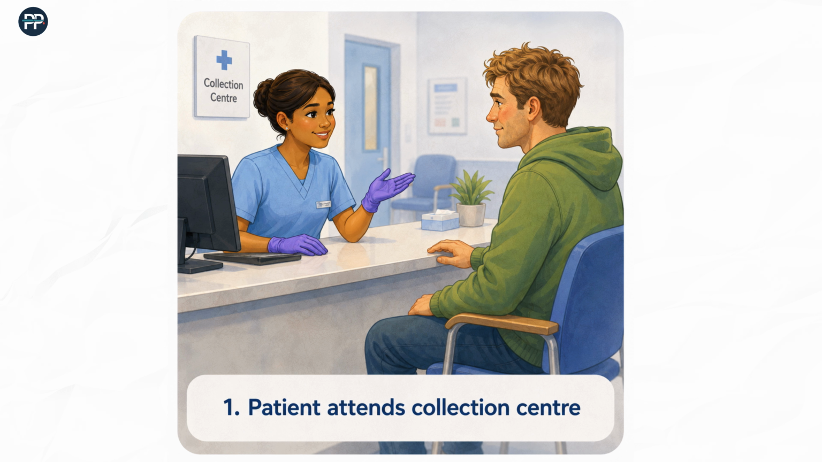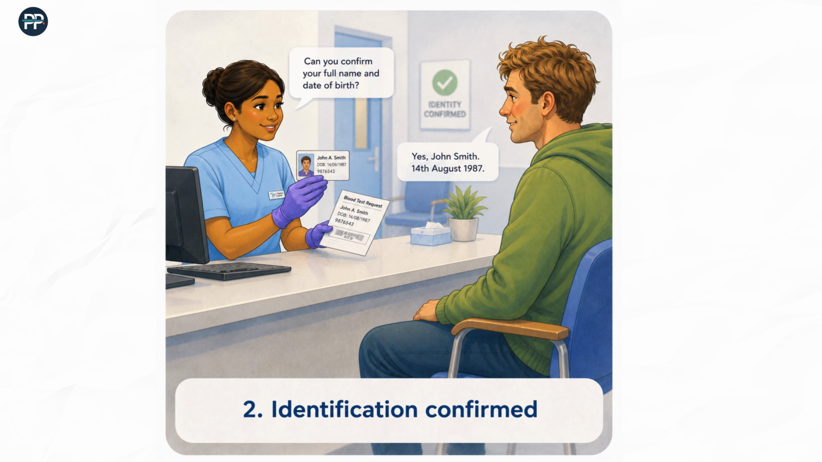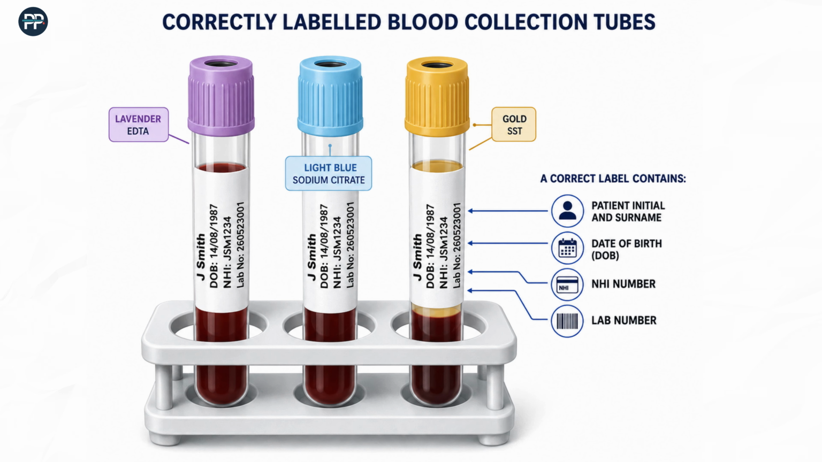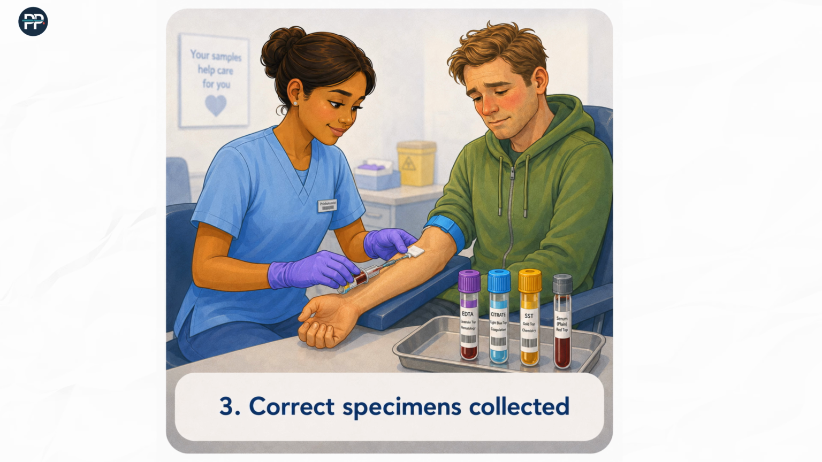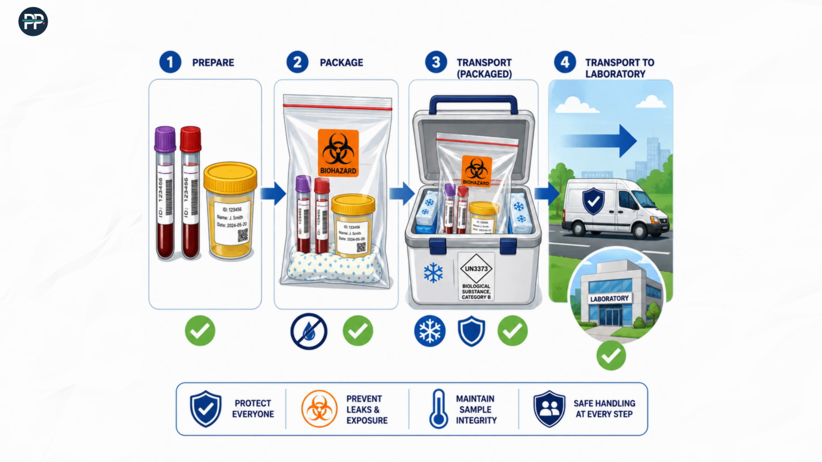The patient then attends a collection center. Identification is confirmed using a unique patient identifier, such as an identification document or hospital number. The phlebotomist then labels the required specimen containers and uses the correct procedure to collect blood specimens from the patient. The specimens are then prepared for transport.